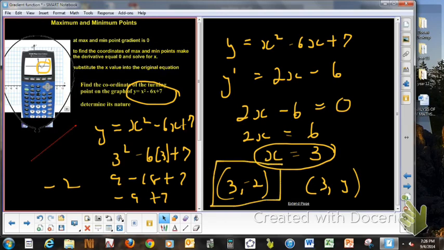Now we can check on the graph and we can see that it's a minimum point. But we also have to determine its nature. We have to prove that this is in fact a minimum and not a maximum point. So the next step of this is to work on the nature and determine the nature of this point.